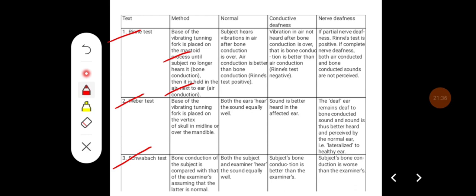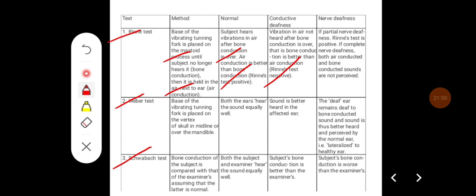Normally, the subject hears the vibration in air after bone conduction is over. Air conduction is better than bone conduction. That is Rinne's test positive. In conductive deafness, the vibration in air is not heard after bone conduction is over. That is, bone conduction is better than air conduction, where Rinne's test becomes negative.